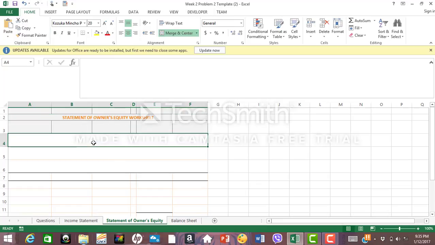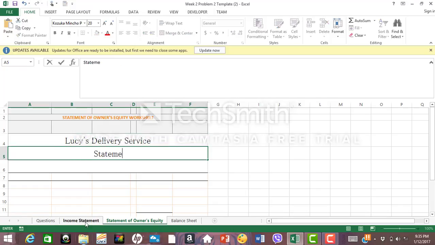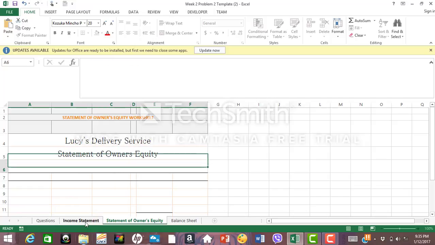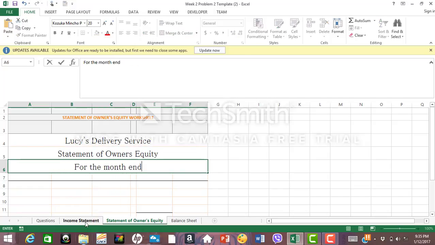Okay, the second statement would be the statement of owner's equity, and like we said, the very first line would be the actual name of the business, Luce's Delivery Service. The second line would be the statement of owner's equity, the actual statement's name. And then it would be for the month ended October 30th of 2011.